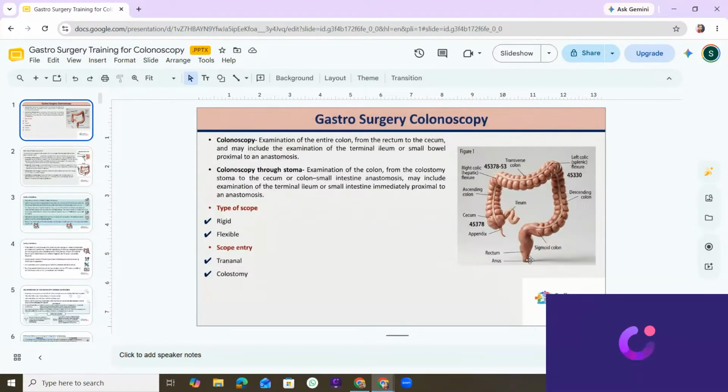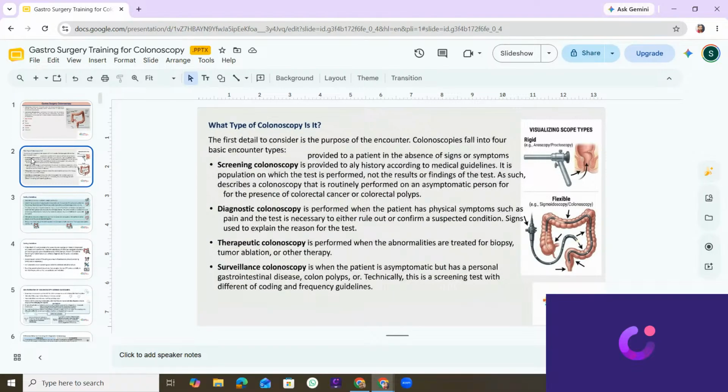If the scope is inserted till the descending colon, that time we are coding a sigmoidoscopy. If it crosses the splenic flexure and reaches the transverse colon, and the procedure is performed only here, we are using colonoscopy with modifier 53 because of a diagnostic procedure. If the colonoscope reaches the cecum, we are coding 45378 as a complete colonoscopic procedure. I hope you understood this slide. If you have any question or concern, please comment.